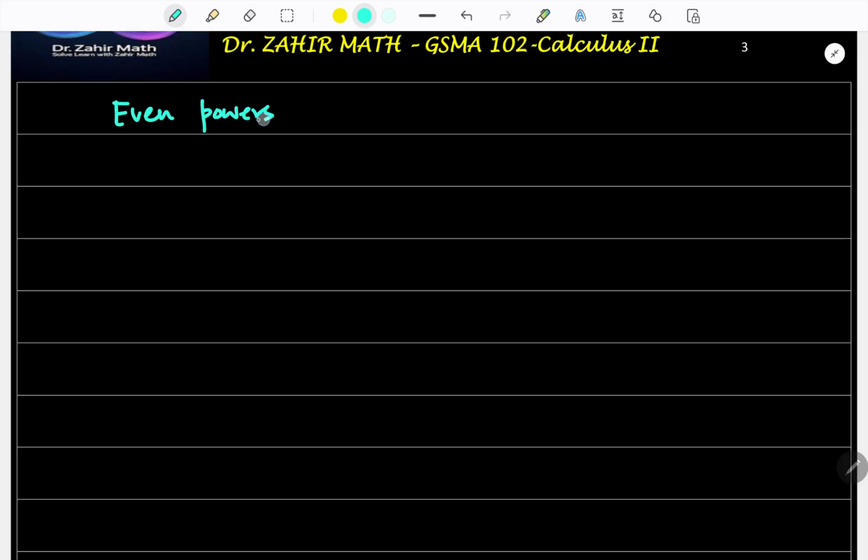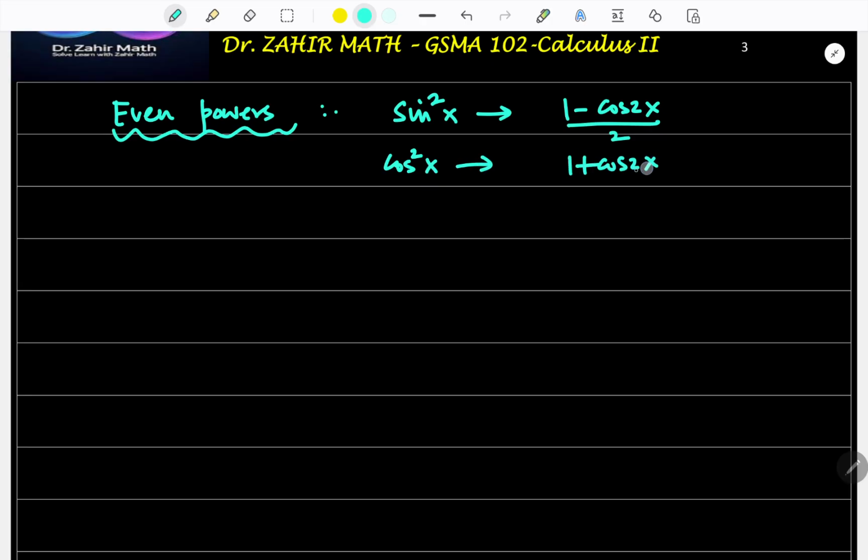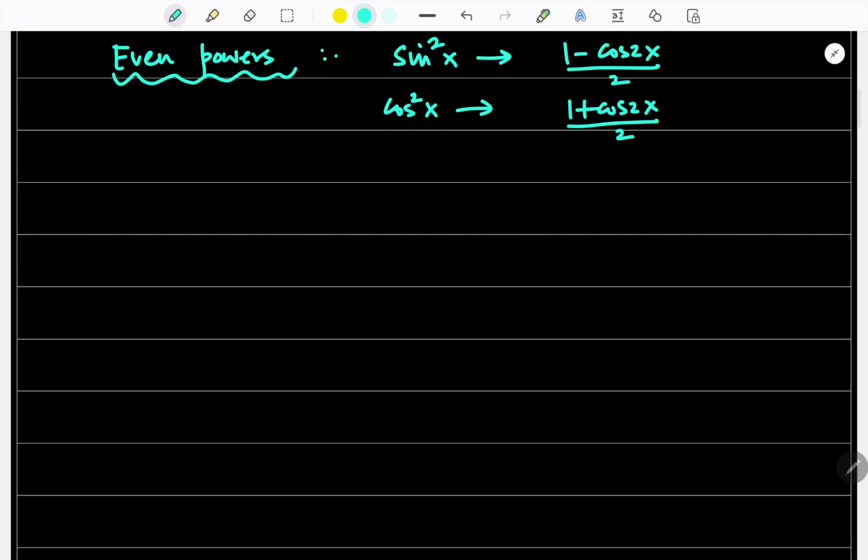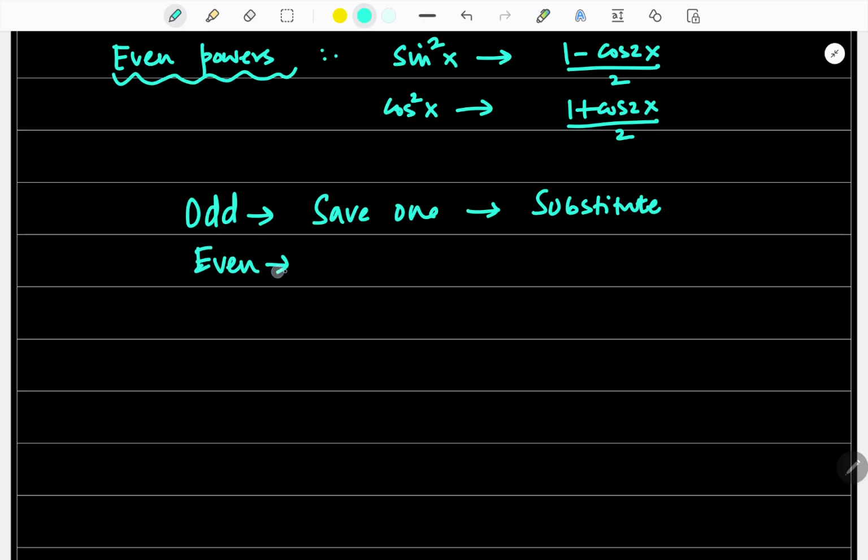When you get even powers, try to use the formula sin²x is (1 minus cos2x) divided by 2 and cos²x is (1 plus cos2x) divided by 2. So in a simple way, for odd powers, take one out and go for the substitution method. If you have even powers, just try to use the half angle formula. These are the ideas. Just keep them in your mind. Let me go to the questions.